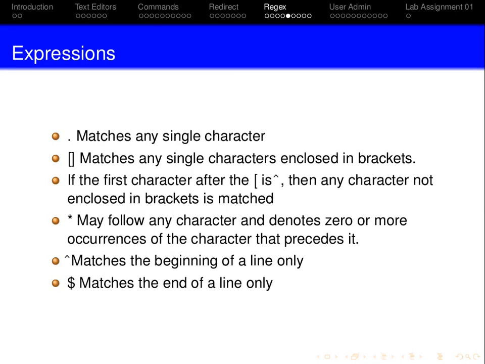Yeah, dot matches any character. The square brackets match any character enclosed. The caret is the not. And this hopefully is a refresh. Star may follow any character and denotes zero or more occurrences of the character that precedes it. Caret matches the beginning of a line only. And $ matches the end of a line only.